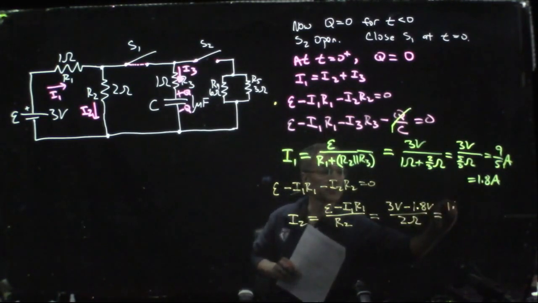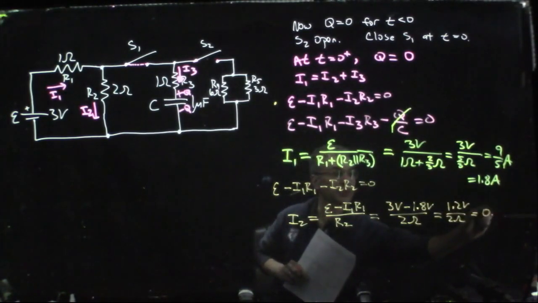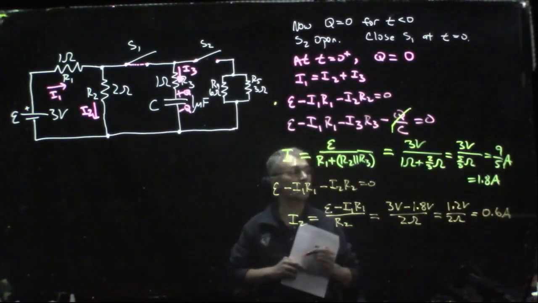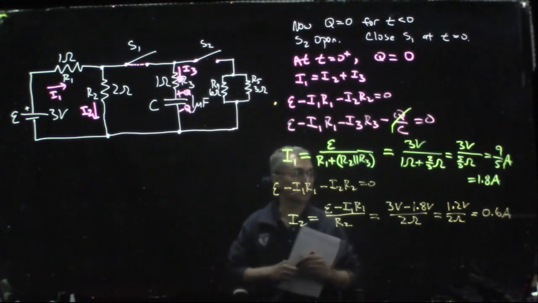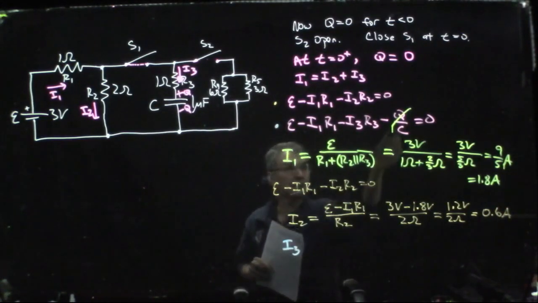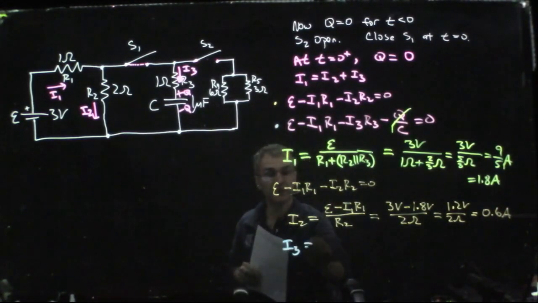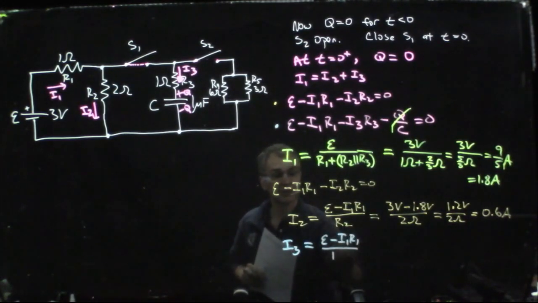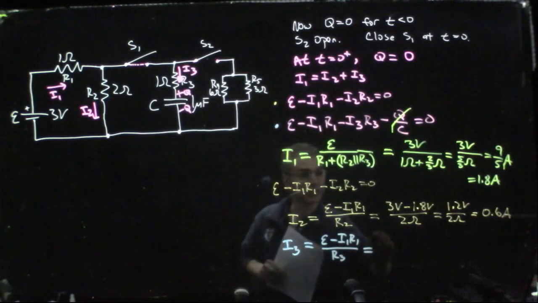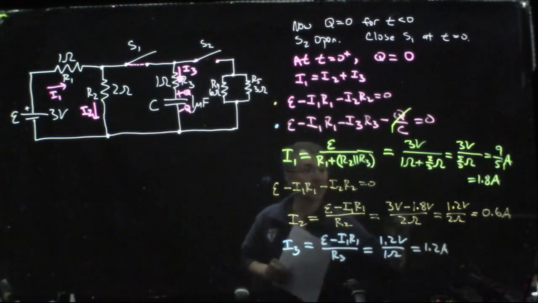That's 1.2 volts divided by 2 ohms. That's 0.6 amps, or 0.600 amps to 3 sig figs. And again, remember Q equals 0 at this point. So I3 is the battery EMF minus I1 R1 over R3. That's the same numerator. That's 1.2 volts divided by 1 ohm, which is 1.2 amps.